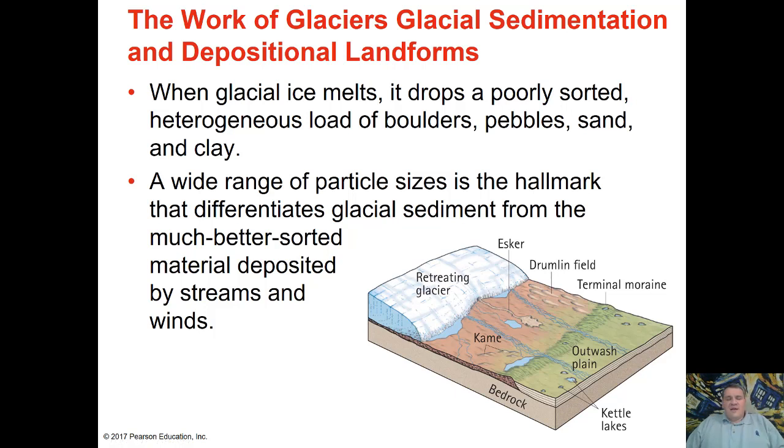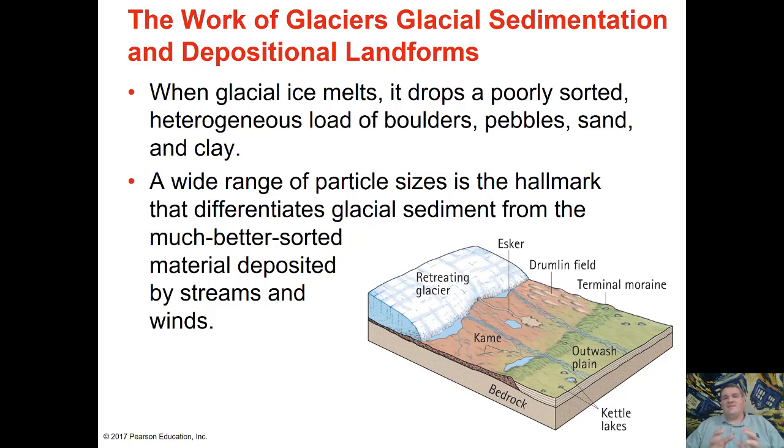Now, when glaciers melt, it drops all of the material all in one go. This is big bits, small bits, everything in between. Okay, so everything dumps all at once. So if you find a region that has very poorly sorted material, this is actually a region where a glacier melted.